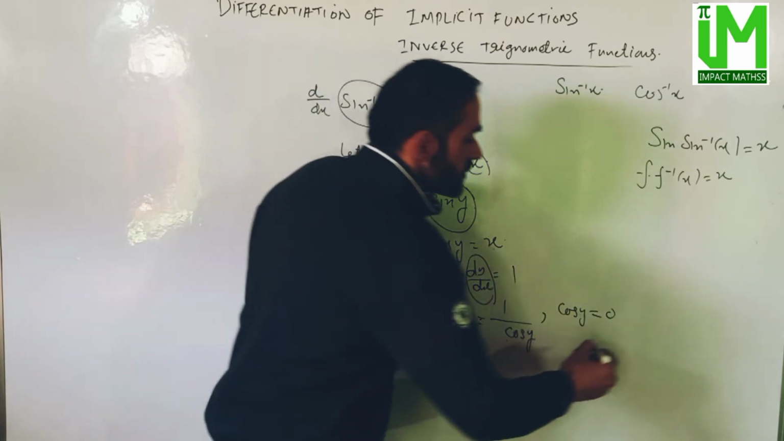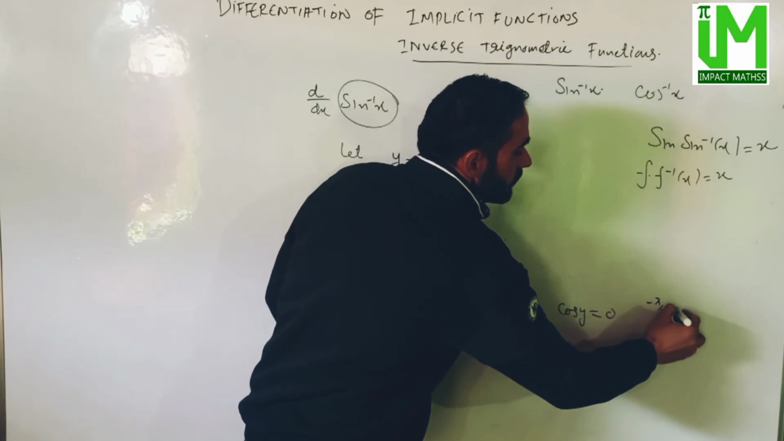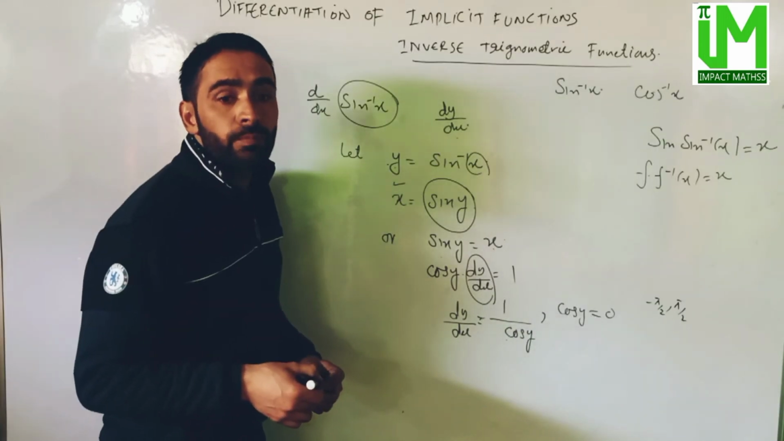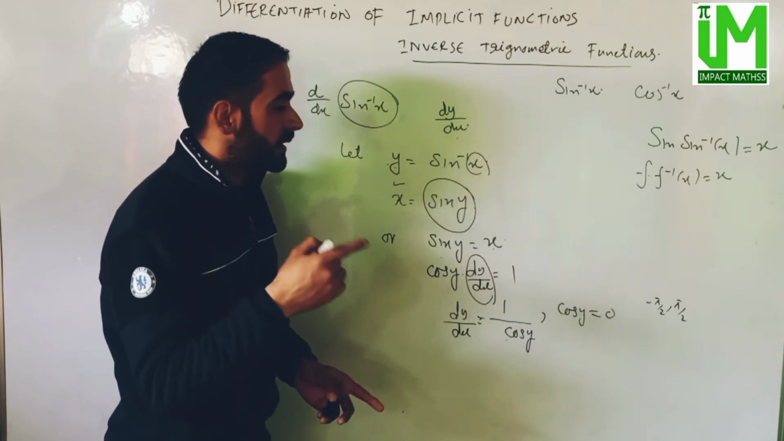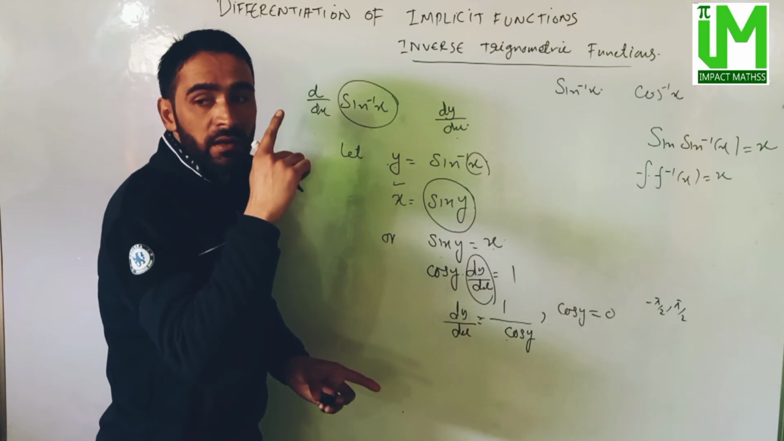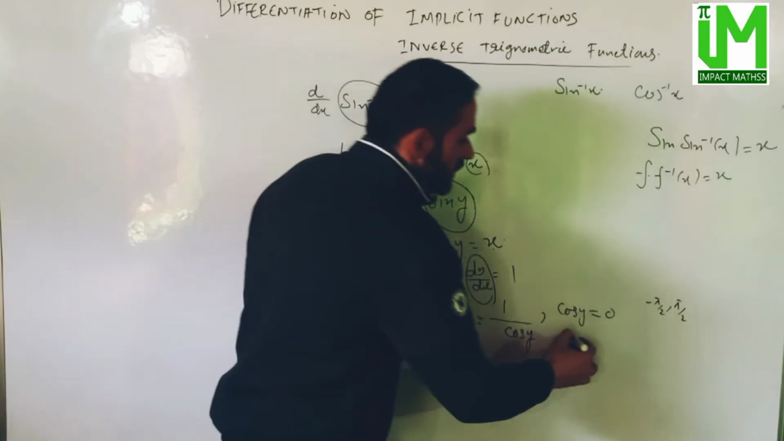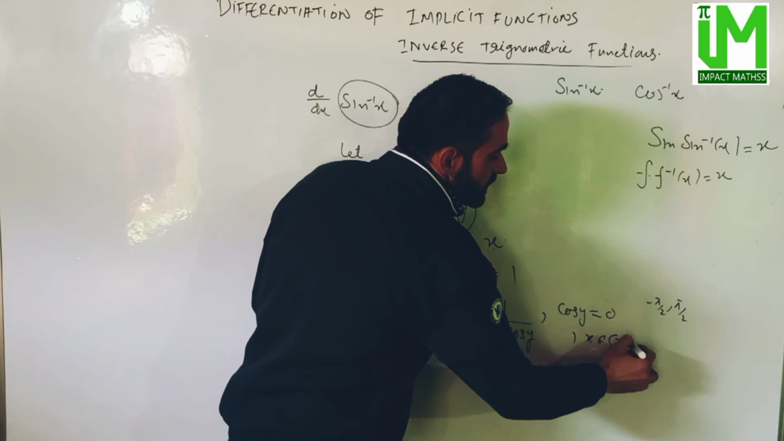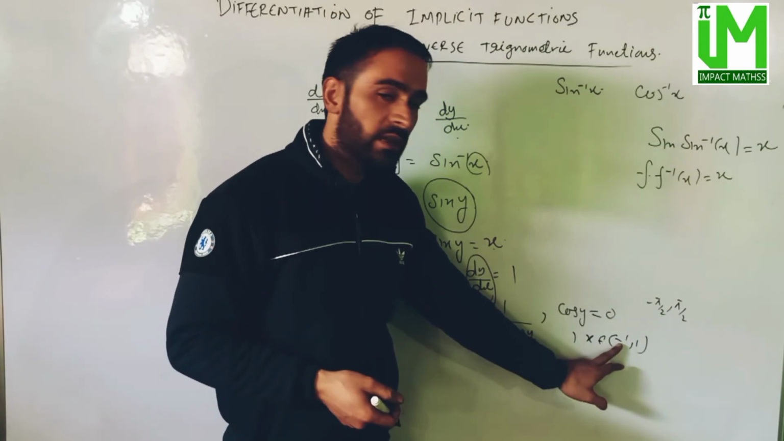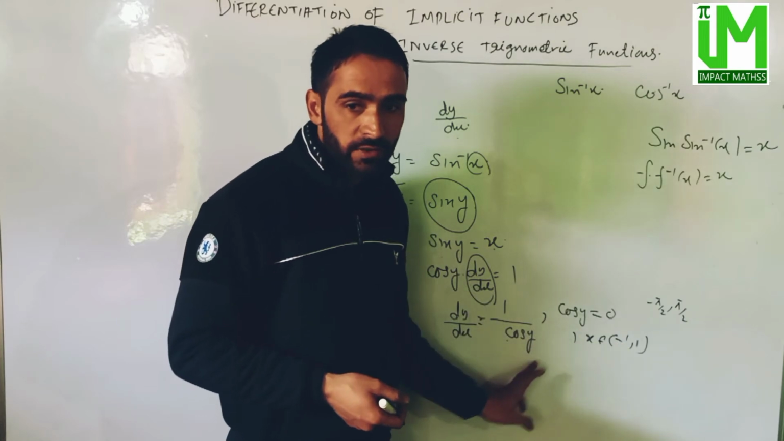So that means cos of minus pi by 2 and pi by 2 is 0. So for the interval, we can write x belongs to (-1, 1).